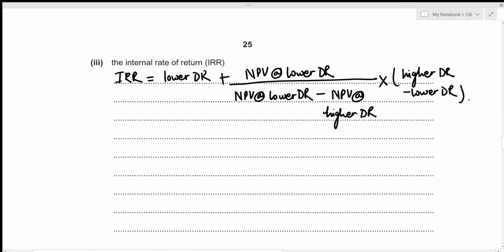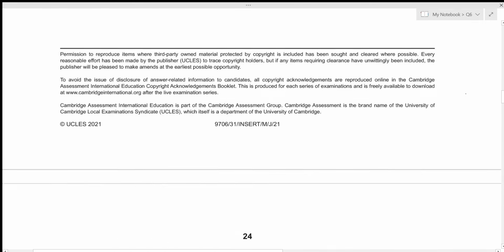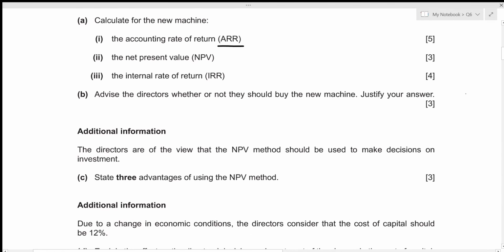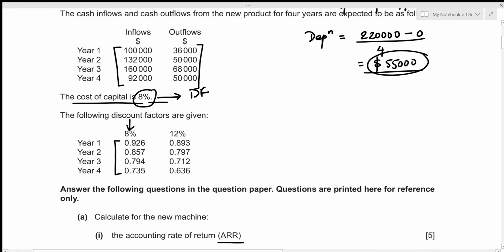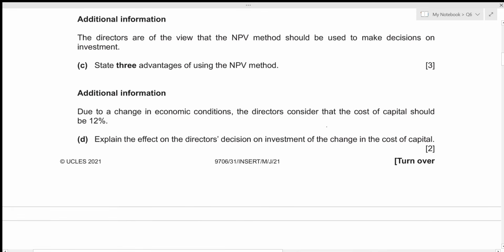Okay, so let's look at the above information. We can see that we are given the discount factors for 2 discount rates. So the first one is 8% and second one is 12%, meaning that the lower discounting rate is going to be 8% and the higher discounting rate is going to be 12%. All right, let's substitute these values.